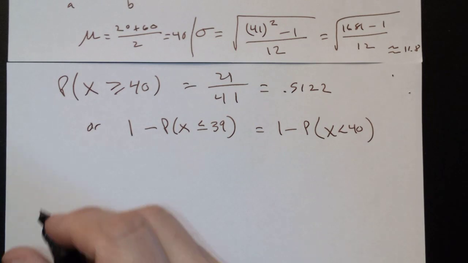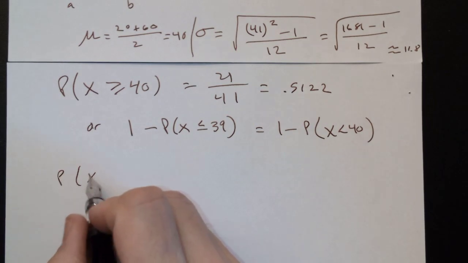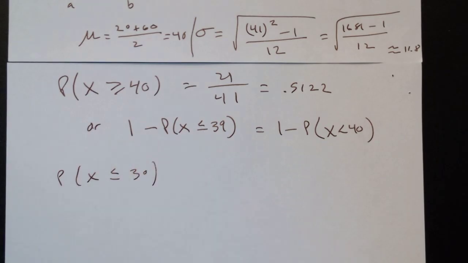What is the chance I randomly select an age, an application, and the age of that applicant is less than 30. Less than or equal to 30. Hold on, man. People are still chugging away at this.